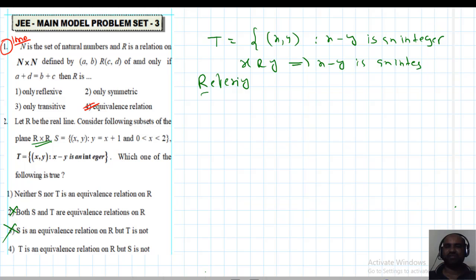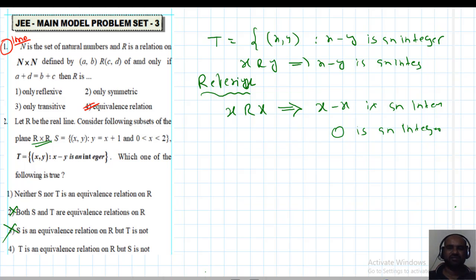Now checking for reflexivity. x related to x should be true if it is reflexive. What is the meaning of that? It implies x minus x is an integer. x minus x is 0, and 0 is an integer. Whatever x is, 0 is an integer. If I take half minus half, it is also 0 only. 0 is an integer, a true statement. The meaning of that: the given T is reflexive.